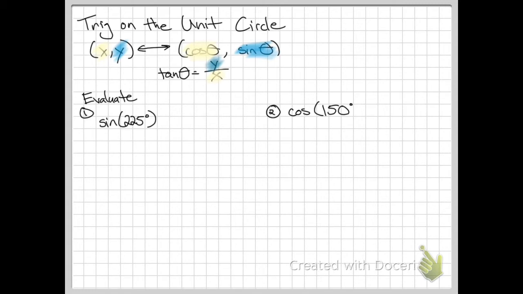If you know how to use the unit circle, great. You should be able to draw one on test day. But if not, we can do it without the circle. So here we go. Sine of 225 degrees.